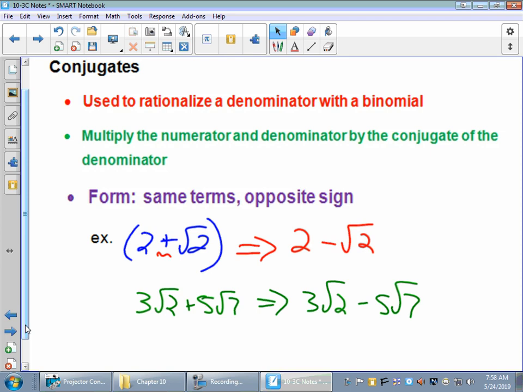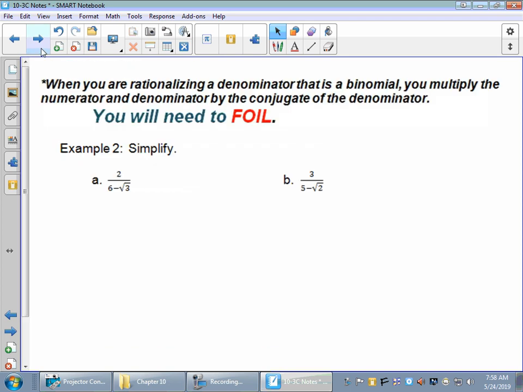Let's get into some examples using conjugates. Again, just to remember, when you're rationalizing a denominator, that means you're getting rid of the square roots, getting rid of the radical signs. You multiply the numerator and denominator by the conjugate of the denominator. And yes, you'll need to FOIL.